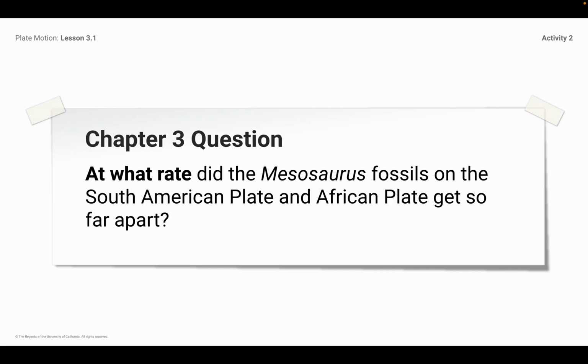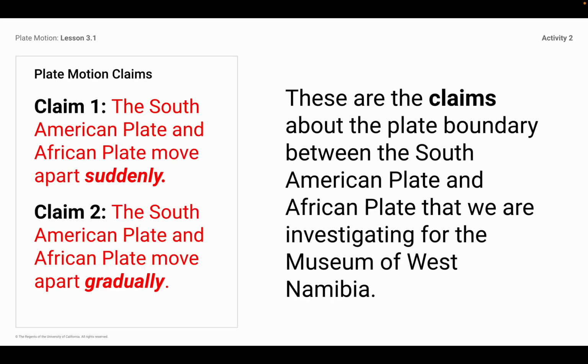And so we're in activity 2. Our chapter 3 question is, at what rate did the Mesosaurus fossils on the South American plate and the African plate get so far apart? Grammatically, that sentence doesn't make sense. But we're just trying to find out, did it happen quickly or suddenly, or did it happen gradually?